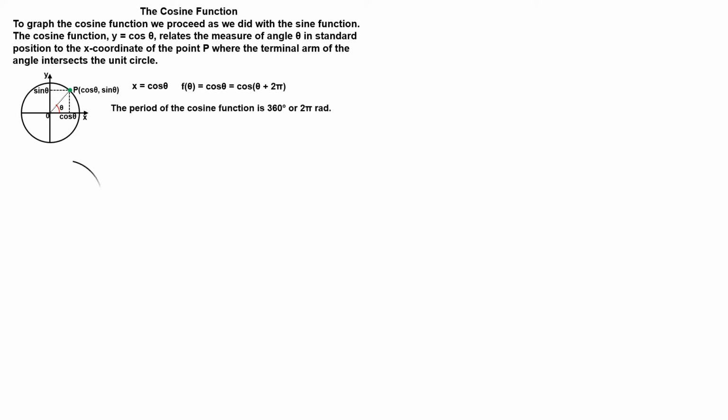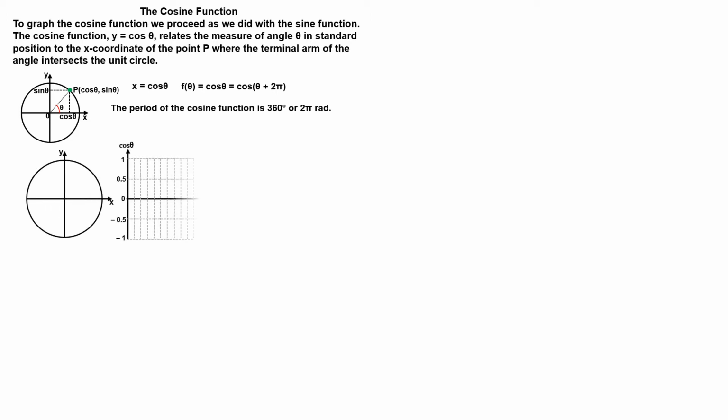To graph the cosine function, the horizontal axis shows the values of theta, and the vertical axis shows the values of cosine of theta. We project the values of cosine of theta from the unit circle to the set of axes to get the graph of f of theta equals cosine of theta. It starts at the origin and moves up and down based on the values of cosine.